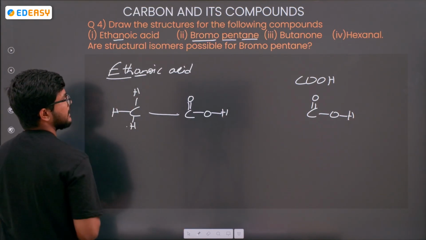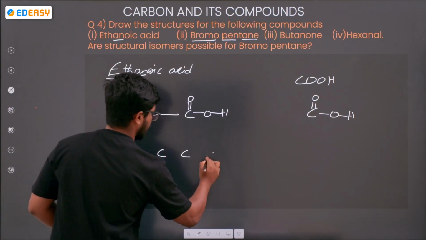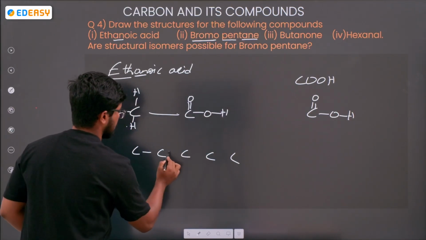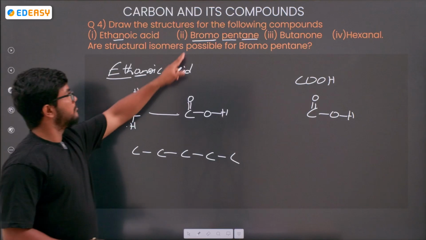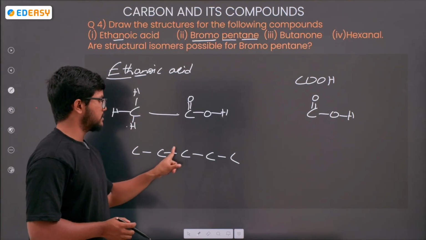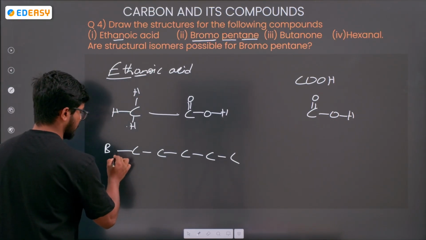So first you write the number of carbons. Pent means 1, 2, 3, 4, 5. Single, and we have ane. Ane means single bond between the carbons. Bromo, you can keep the bromine group in the first position, second position, third, fourth, fifth, any position. So let me keep it in the first position, bromo.